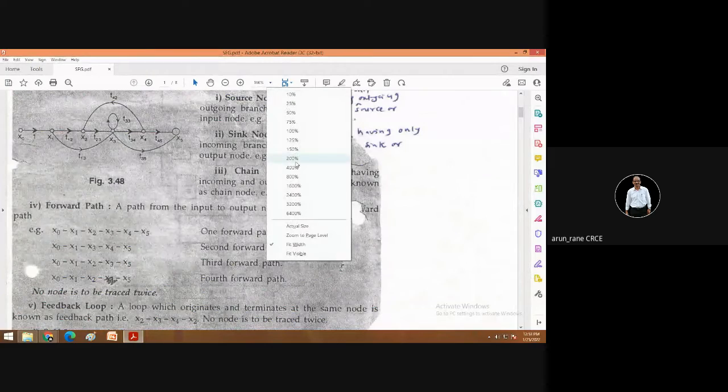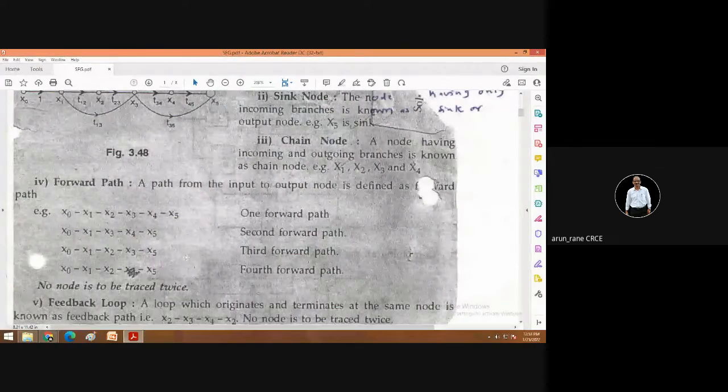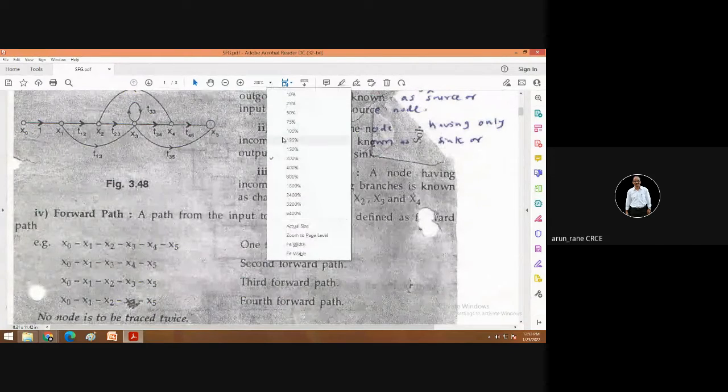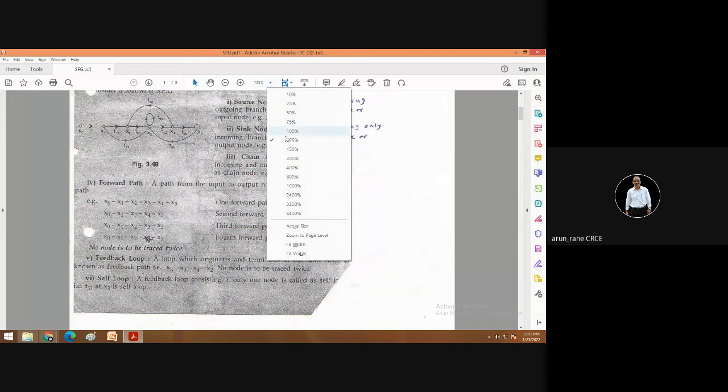I'll zoom it. And here it is written no node is to be traced twice. So I'm asking what this fourth forward path is. Can you tell me, Hardik?